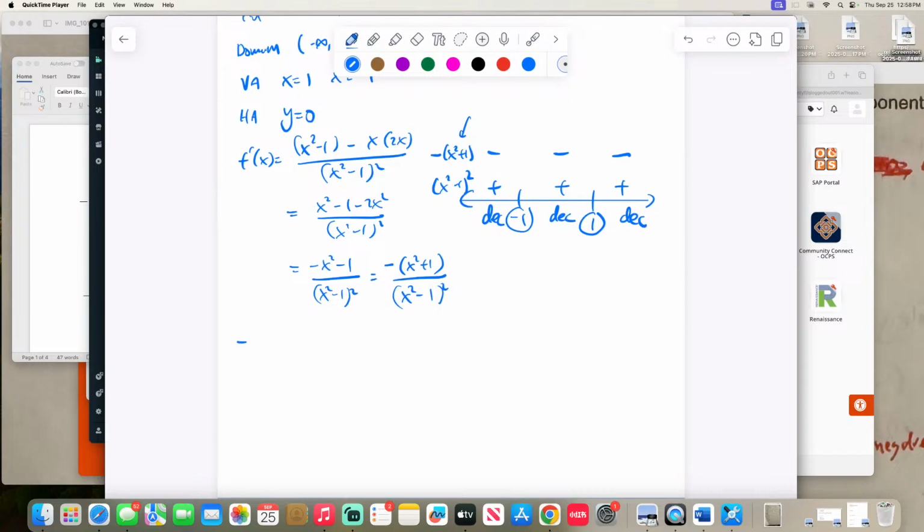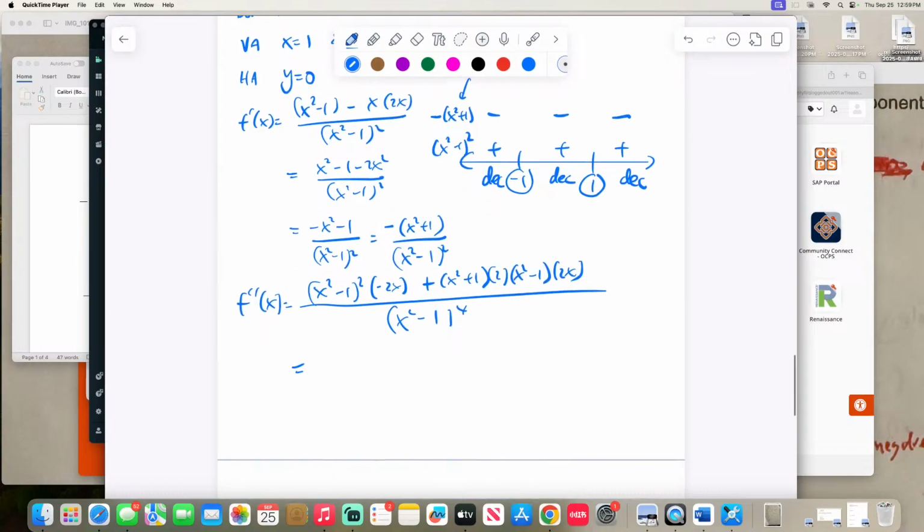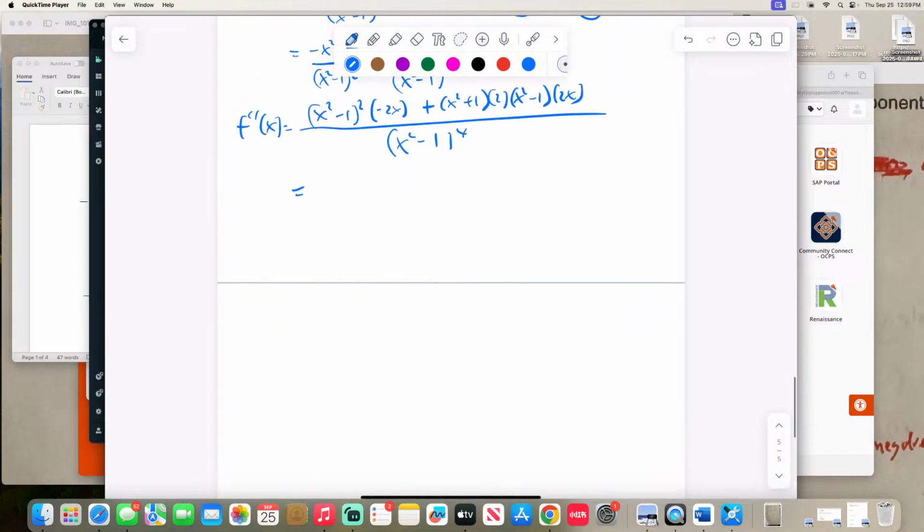Okay, so now let me go to the second derivative. You guys have to be very good at taking derivatives. So it's going to be low d high minus high d low, which is 2, times x squared minus 1 to the 2x over x squared minus 1 to the 4th. Any questions here?